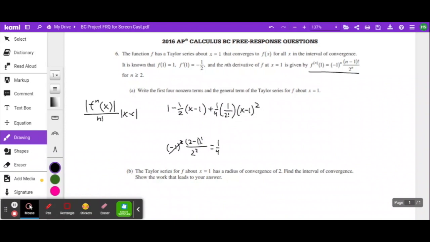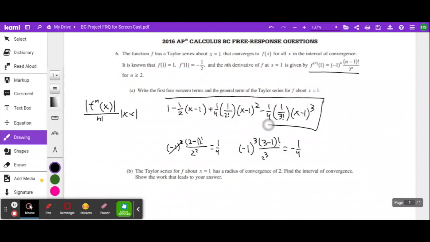Now we're going to have to do the same thing for the third derivative at 1, because it's also not given. This time we can see the negative is not going to cancel, so it's going to be a negative term. 3 minus 1 factorial on the top, over 2 cubed. 2 factorial over 2 cubed is 1/4, and it's going to be negative 1/4. Great. We have our terms. Oop, and don't forget that plus.